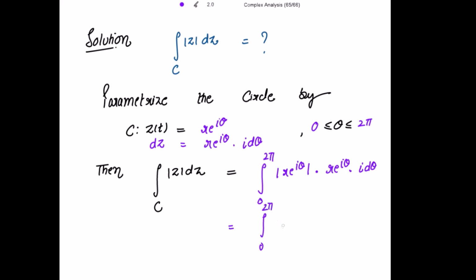Mod of r is r, since r is positive, and mod of e^(iθ) is always 1, into r e^(iθ) into i dθ. So this is r squared into i into e^(iθ) dθ. Let's take r squared i outside. So this is the integral of e^(iθ) dθ.